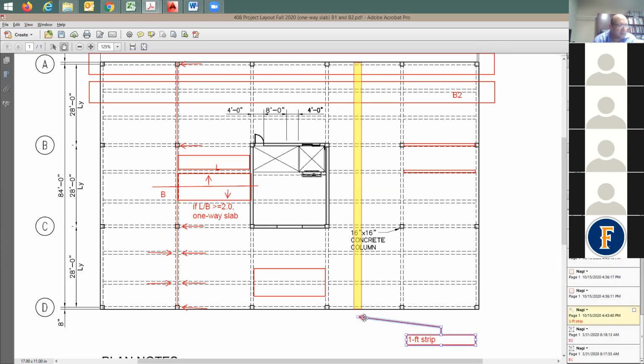Strip width is going to be equal to 1 foot. If I'm doing an actual design, like in real practice, I need to figure out how many strips. Let me copy this here, just to think about it. For this bay, this strip is going to be running how many bays or spans? I'm going to say 1, 2, 3, 4, 5, 6, 7, 8, 9. 9 what? I'm going to say 9 spans.